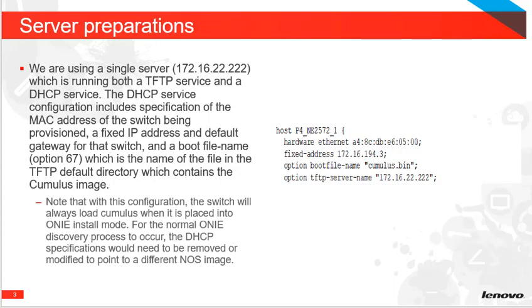Now, in order for this to be done, the server must be prepared. We're using a server that is running TFTP and DHCP, and the DHCP configuration gives an address to the device we're going to use and also gives it a boot file name, which is a Cumulus image, and a TFTP server name or address from which it can download this image. The way this is set up, the switch will always load the image in the cumulus.bin file when it is placed into ONIE install mode. For the normal DHCP discovery process to occur, the DHCP server would have to have some configurations changed.